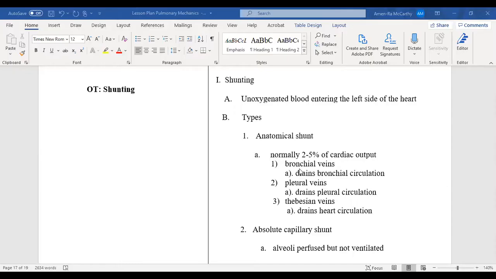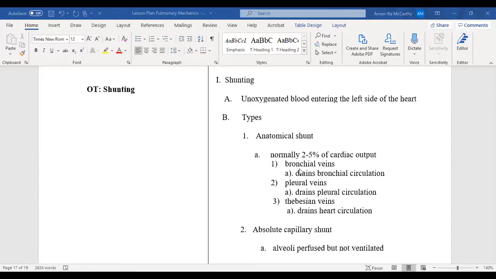Just automatic, the small amounts. Bronchial veins will drain into the bronchial circulation. We have pleural veins that drain into the pleural circulation. And we have thebesian veins that drain into the heart circulation. So because of bronchial veins, pleural veins, and thebesian veins, that constitutes our anatomical shunt.